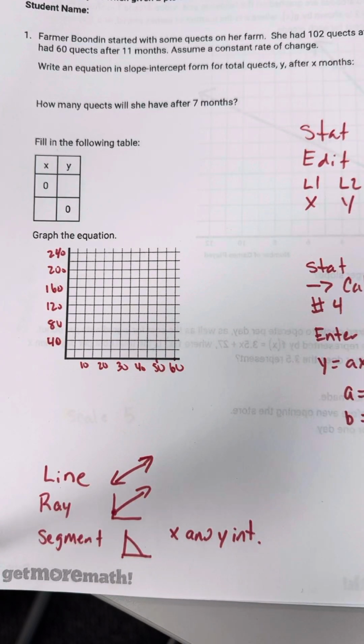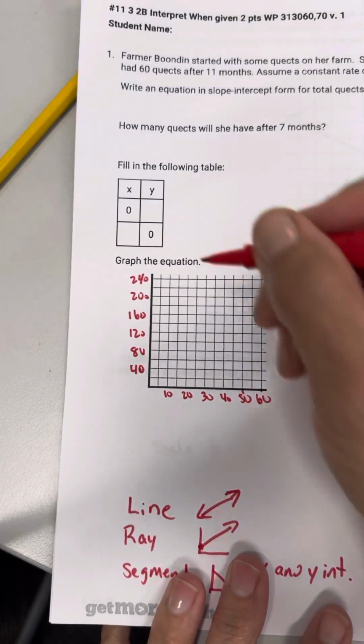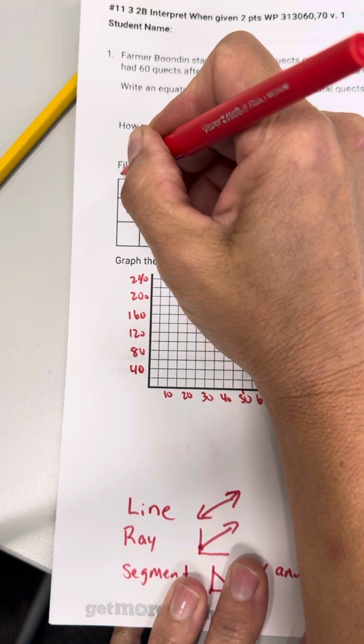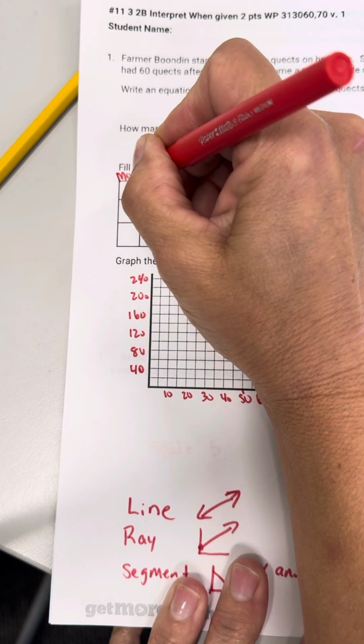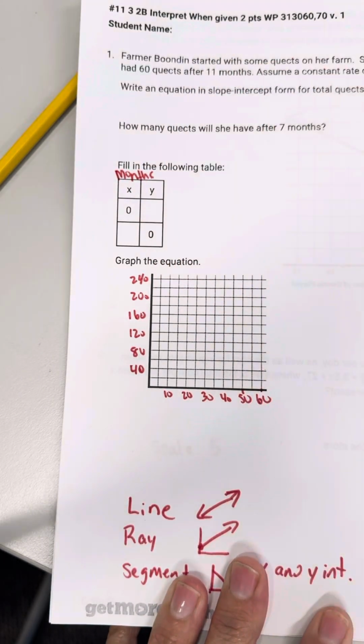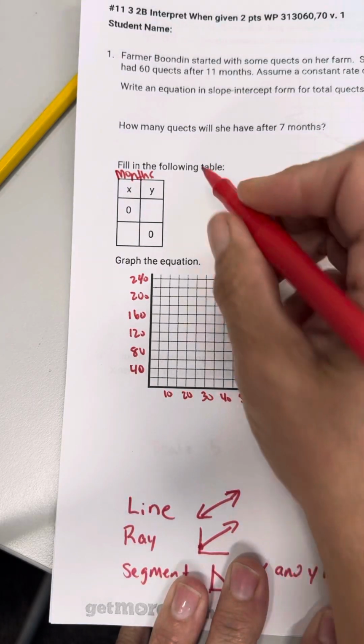Okay, so we're going to continue with word problems today. This time, instead of being given a slope and a y-intercept, we're given 2 points. So the farmer started with some quecks on her farm. She had 102 quecks after 4 months. So reminder, the x is your time. So x is going to be months. And your y is going to be the funny word, the quecks.